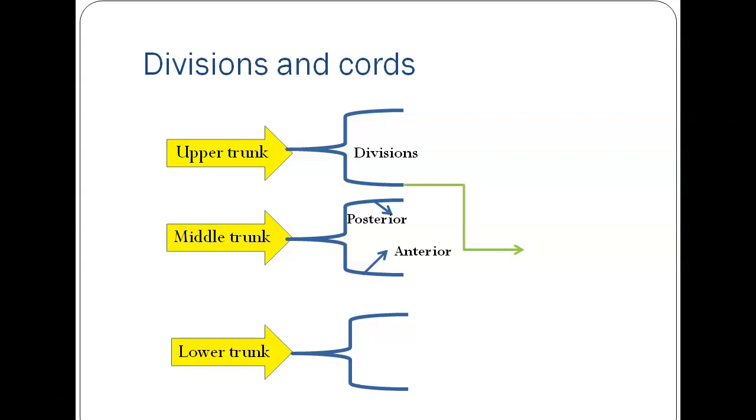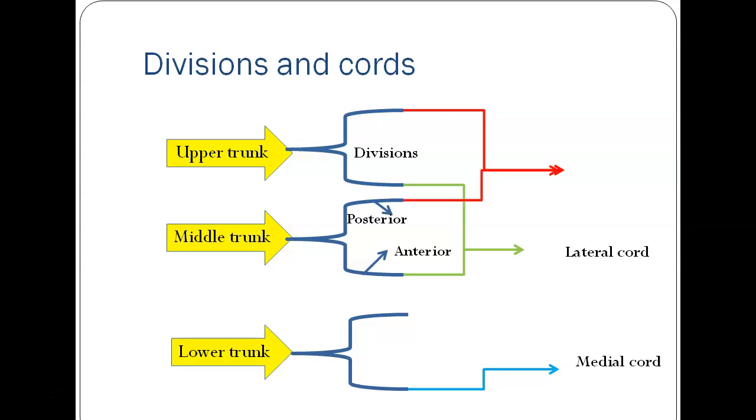So anterior division of upper trunk and anterior division of the middle trunk join to form the lateral cord. Then the anterior division of lower trunk alone forms the medial cord. So we have completed anterior divisions. Then we go to posterior divisions. So posterior division of upper trunk, posterior division of middle trunk, and also posterior division of lower trunk join to form the posterior cord. So thus cords are formed from the divisions, that is anterior division and posterior division.